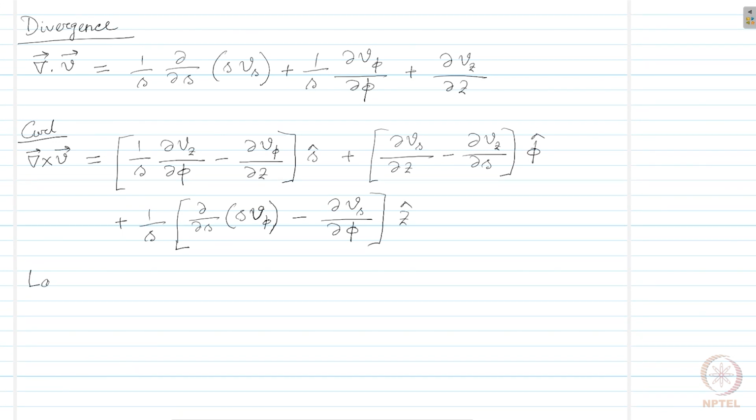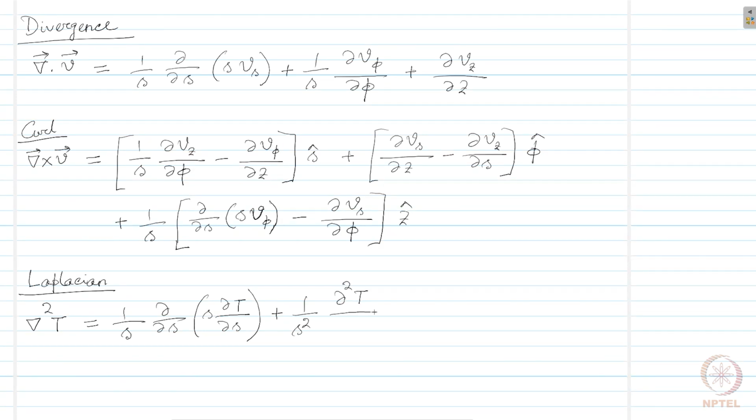The Laplacian in cylindrical coordinate system acting on a scalar field T is given as 1 over s del by del s of s del T del s plus 1 over s squared del 2 T del phi 2 plus del 2 T del z 2.